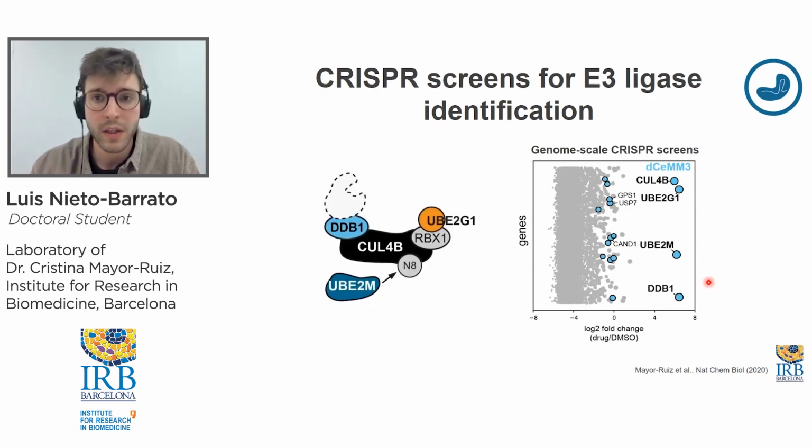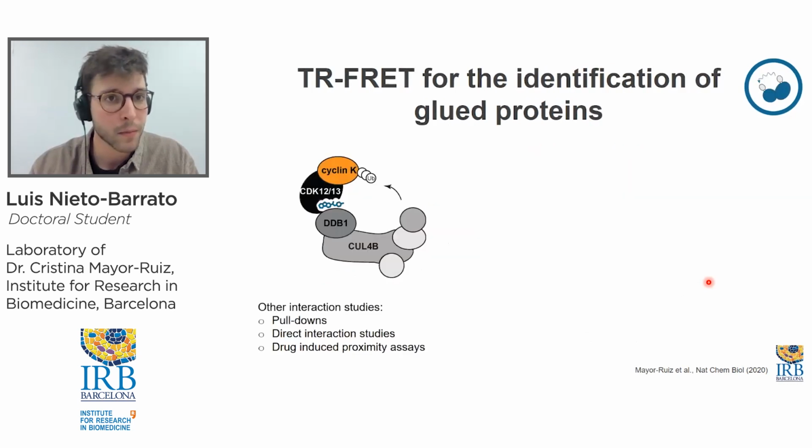So for this, they did genome-wide CRISPR screens, and this was a bit of a special case because they didn't find a substrate receptor. But in the end, they realized that what they were recruiting was an adapter, it was DDB1. So having the E3 and having the target, they performed some interaction studies, and I'm going to show briefly TR-FRET, but there are many others.